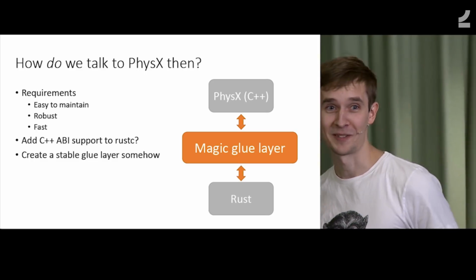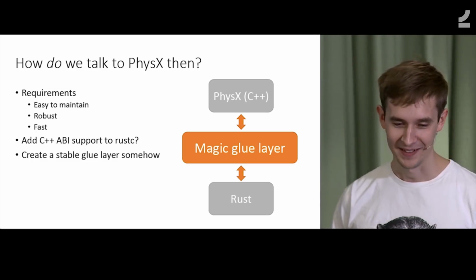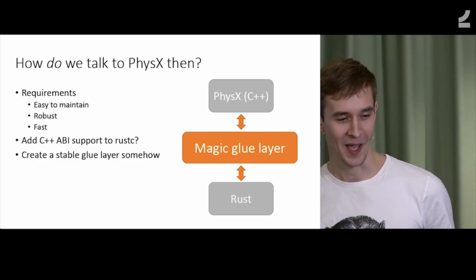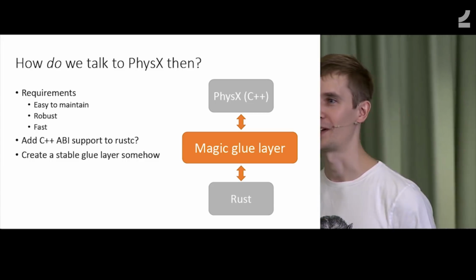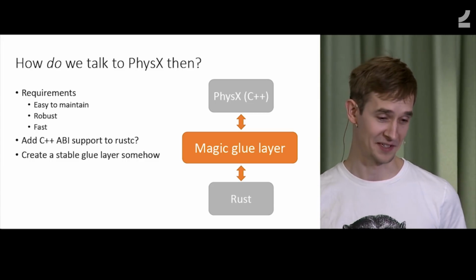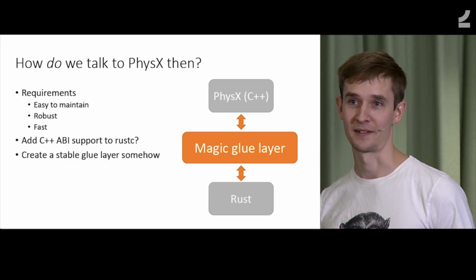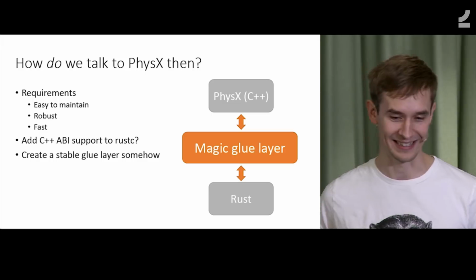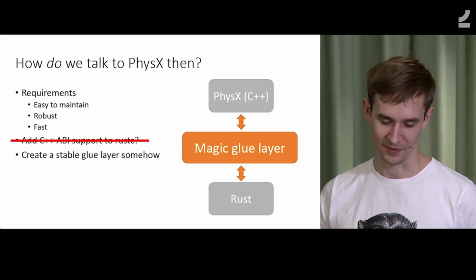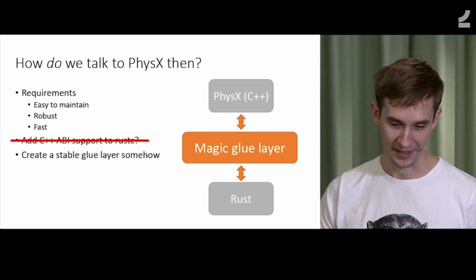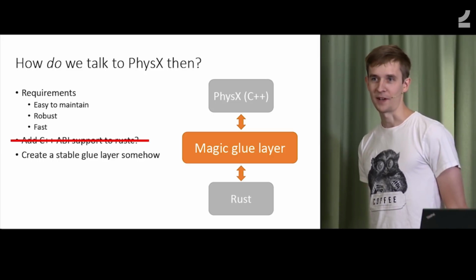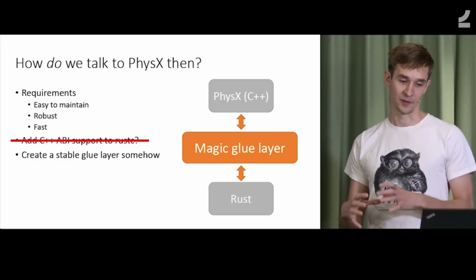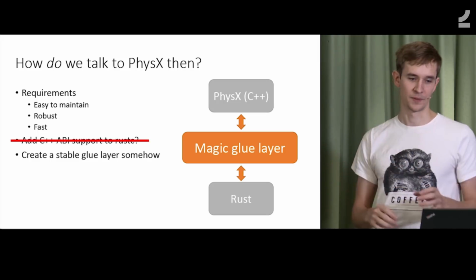So one potential possibility is to add the support for the C++ ABI to the Rust compiler, but that unfortunately involves making the Rust compiler aware of a whole bunch of C++ type system things and keeping track of it. And judging by bugs which exist between C++ compilers, that is not an easy task. So it's not really a reliable option for now, at least not a viable one. So another option is to create some kind of magic glue layer between the C++ and the Rust. So we'll be talking to this layer from Rust, and this layer will be talking to C++.